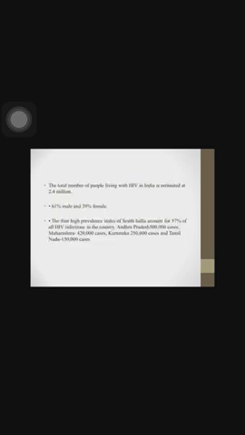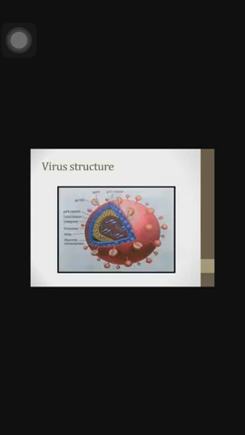The total number of people living with HIV in India is estimated as 2.4 million. 61% are male and 39% are female. The four high prevalence states of South India account for 57% of all HIV infections in the country. Andhra Pradesh has around 5 lakh cases. Maharashtra has around 4 lakh 20,000 cases. Karnataka has 2 lakh 50,000 cases. And Tamil Nadu has 1 lakh 50,000 cases. This is the structure that can be seen in the picture below.